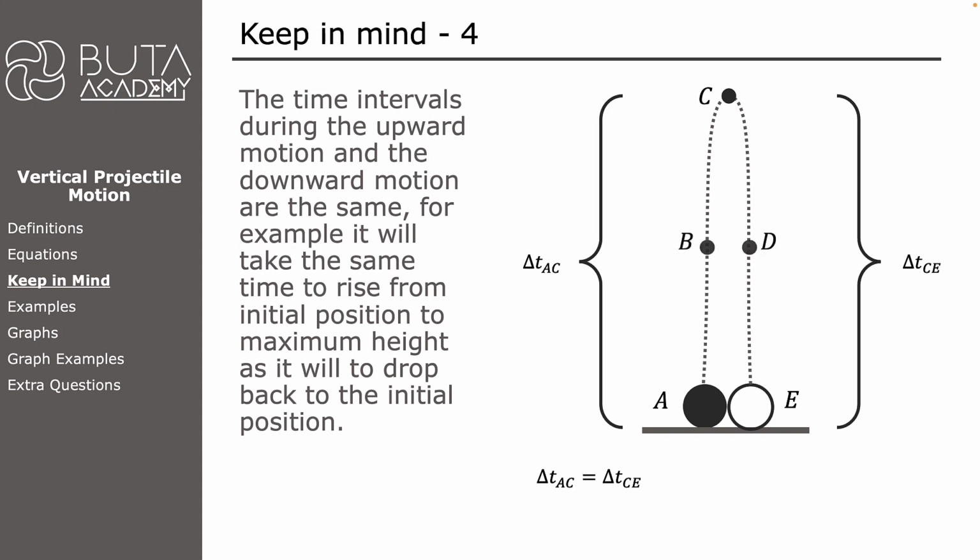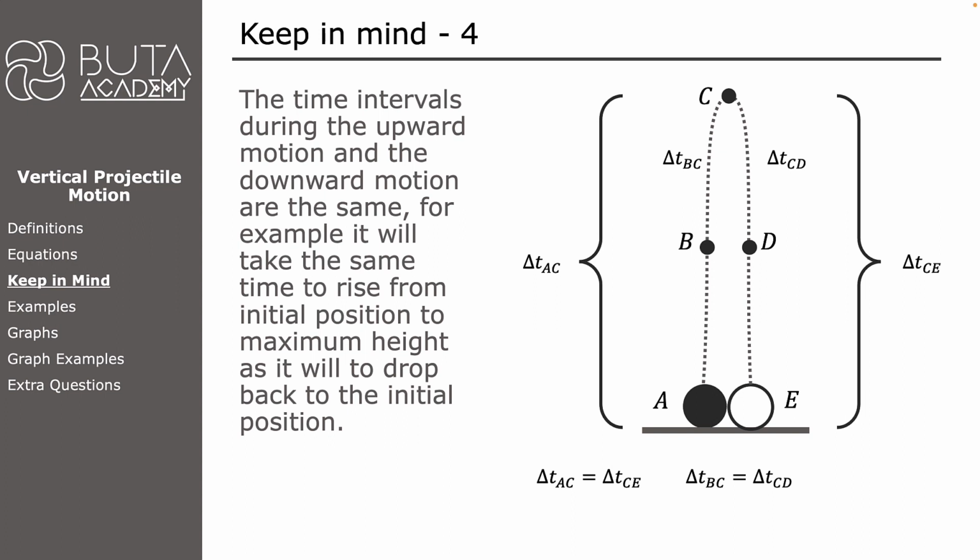Let's add another 2 points on the diagram, points B and D, which are at the same height from the ground level. Being at the same height is crucial for the statement to follow. It takes delta T BC to move from point B to point C and delta T CD to move from point C to point D. These time intervals are equal as well. But once more, take note that the heights of B and D must be the same.